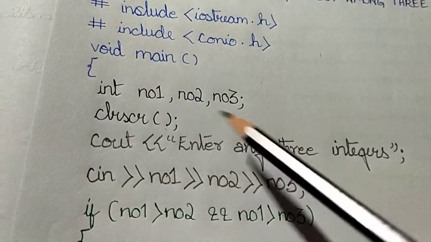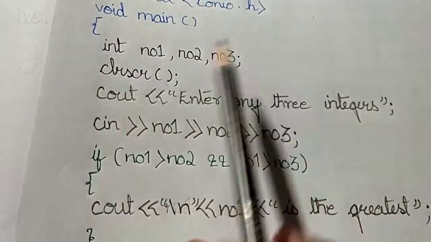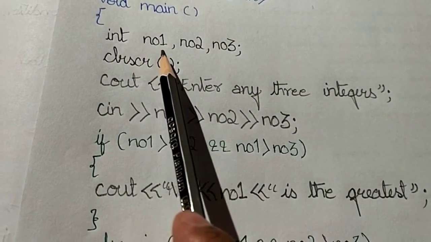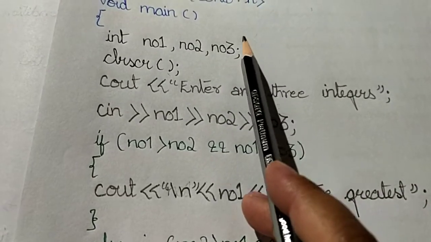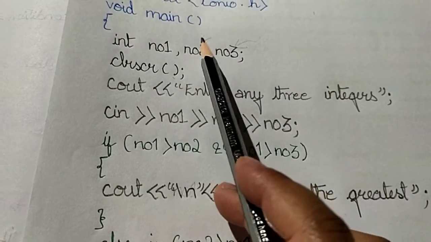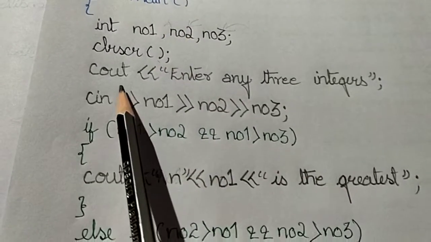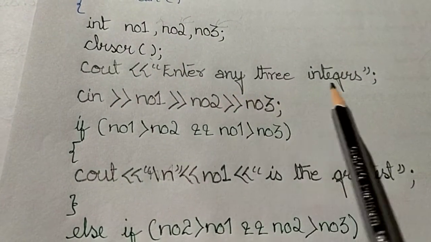And then after that my main, I make it void. I don't want my main to return. Inside my main, now I declare three variables, that is no1, no2, no3, so that I can input the three values in these three variables. Then after that I ask the user to enter any three integers.